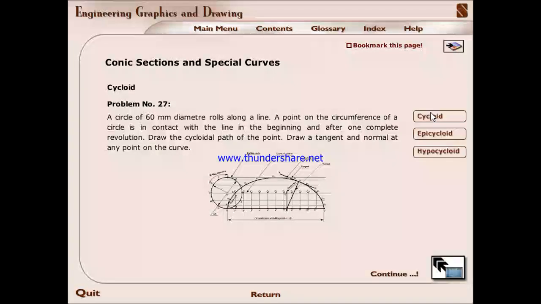A circle of 60 mm diameter rolls along a straight line. A point on the circumference of the circle is in contact with the line in the beginning and after one complete revolution. Draw the cycloidal path of the point, and draw the tangent and normal at any point on the curve.